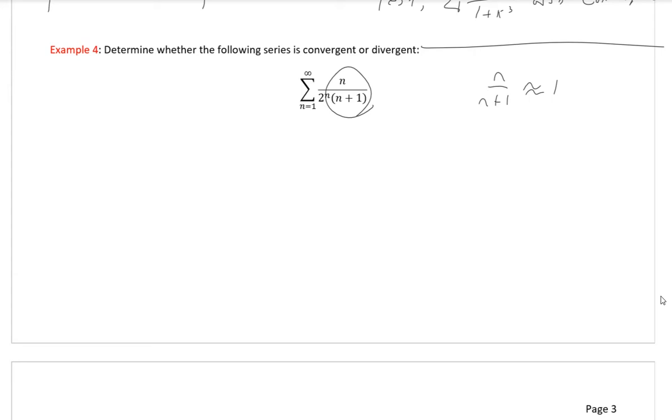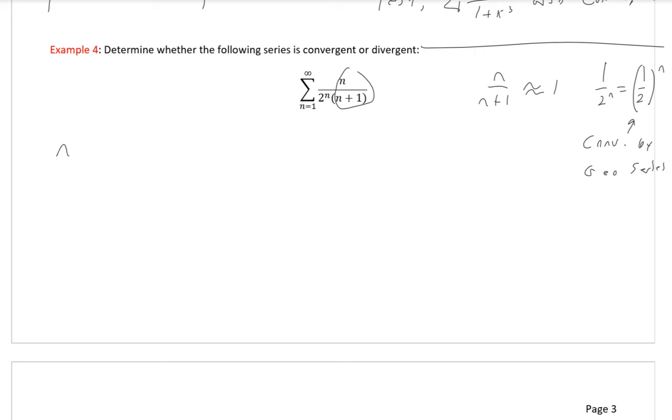But the rest of what we see, 1 over 2n, that's the same as 1/2 to the n power. That looks like a geometric series, and that converges by a geometric series because 1/2 is less than 1. So likewise, we're probably going to address this by thinking about comparing and showing that it converges.